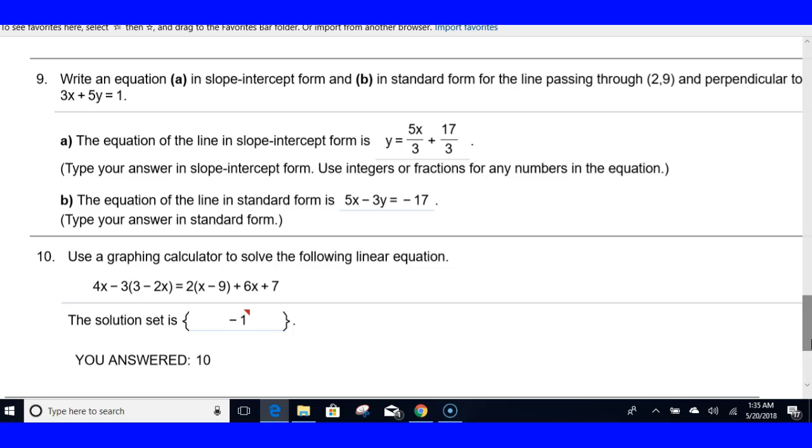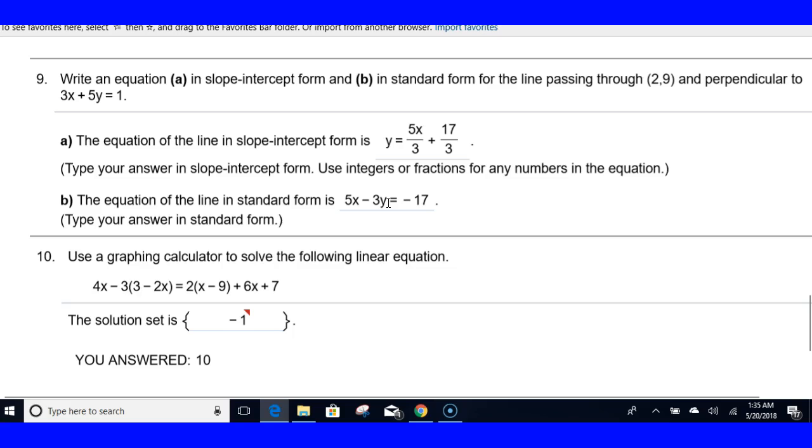They give you an equation, they give you a point, and they want you to write an equation passing through that point. Write an equation of the line in standard form and slope intercept form that passes through (2, 9) and is perpendicular to the given equation. I'm going to start by solving letter B because it's easier, and then we can go back to get the other one. As you can see here on the screen, this is the answer.